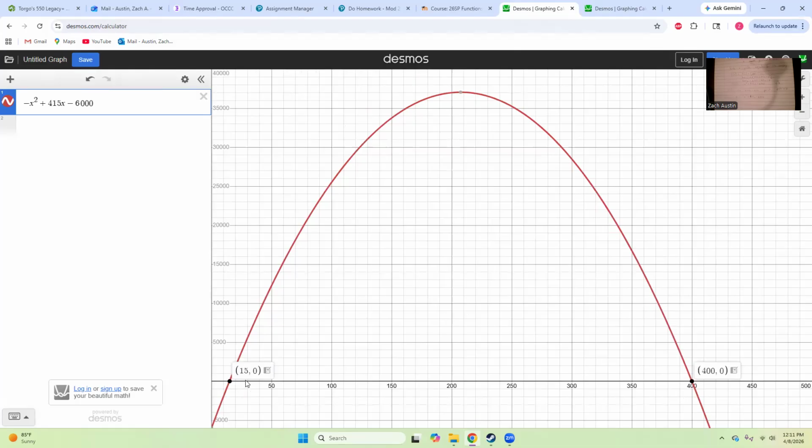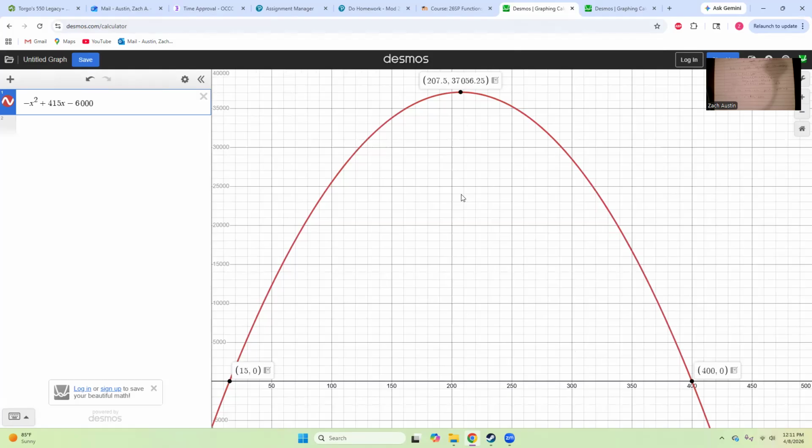Okay. But our break even points here are 15. We break even if we sell 15 TVs. We also break even if we sell 400 TVs, according to our model. Okay. We could also ask, what is the maximum number of TVs that we should sell? Okay. And again, if we want to maximize our profit, that's going to be this point up here.